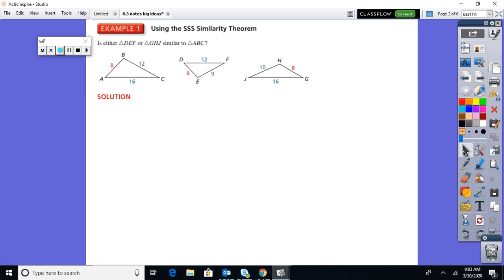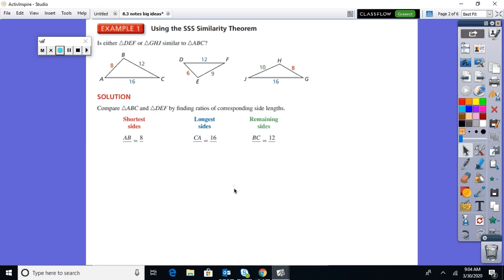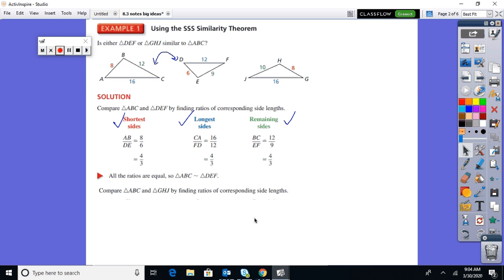Do we have triangle similarity with DEF and GHJ or ABC? And so the solution to that, I'm just going to kind of unveil this. We want to compare. First, we're going to compare ABC to DEF. So we're going to compare these two triangles. And we take the shortest sides, the longest sides, and the middle or remaining sides. And since we have the same fraction each time, the ratio of the sides are proportional, and therefore we can say that the triangles are similar.